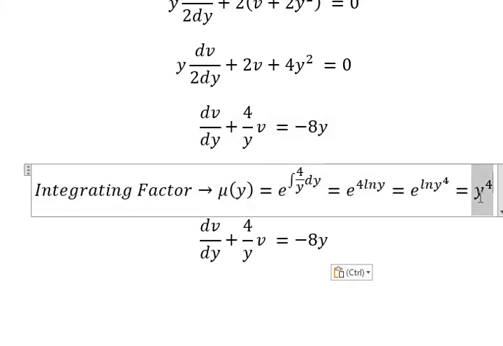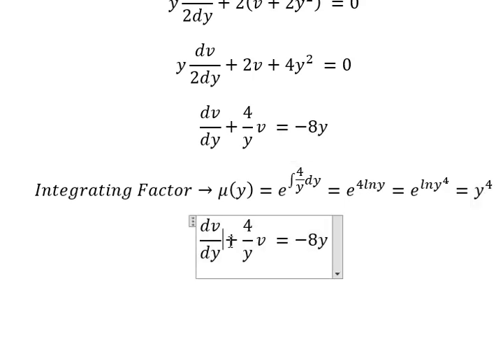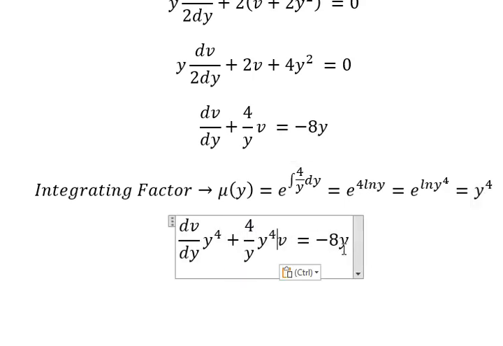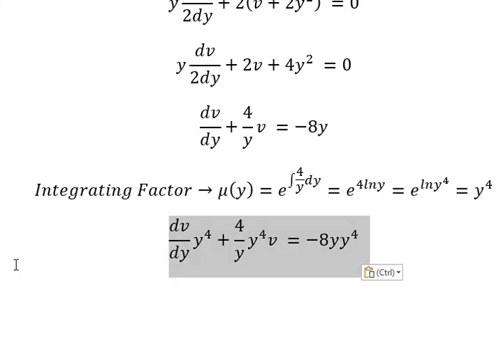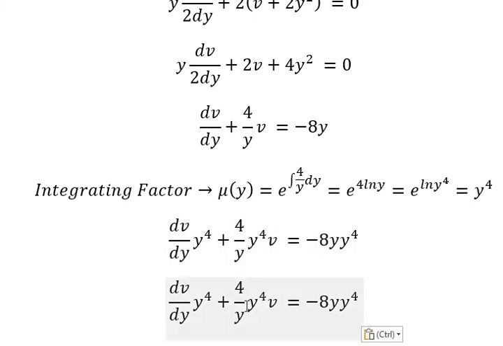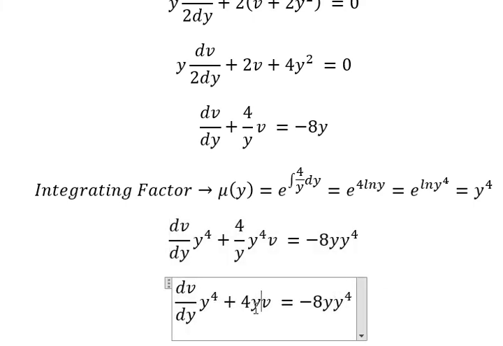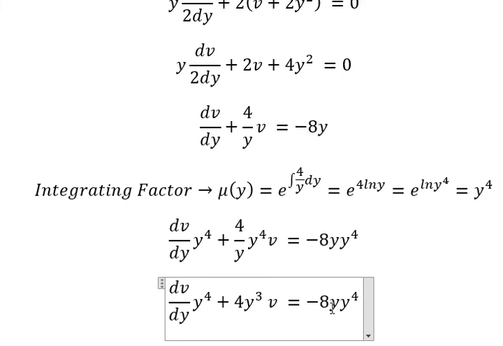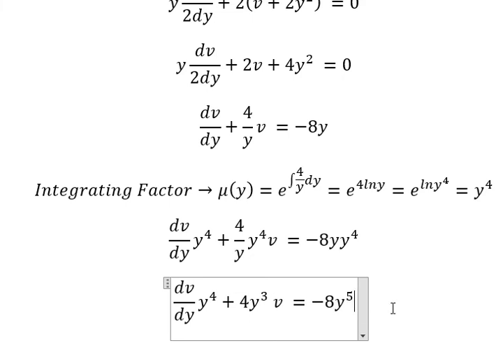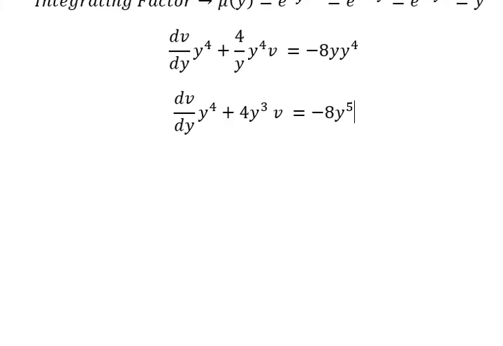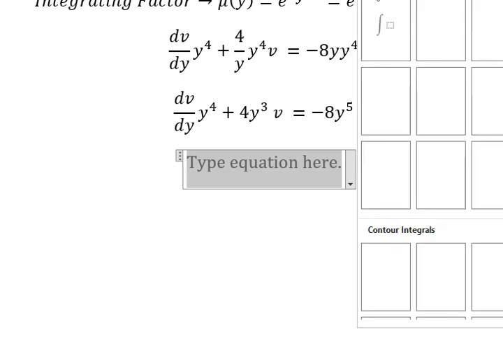Next, we multiply both sides by y to the power of 4. This one we have 4y to the power of 3 and y to the power of 5. Next, we put the integration for both sides.